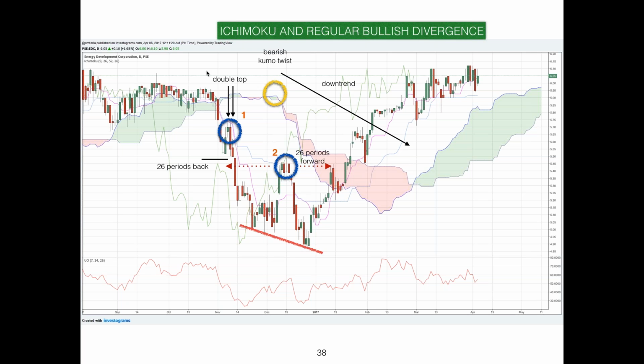So how did we spot the reversal? We spotted it using the divergence. Now, the ultimate oscillator requires 3 steps for a buy signal. First, there is a bullish divergence between the ultimate oscillator and the price. So you can see the price had been making lower lows, and the ultimate oscillator had been making higher lows. So we find a bullish divergence.